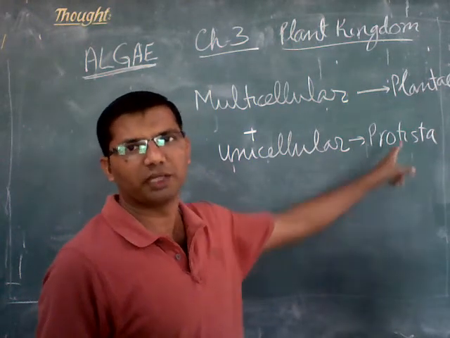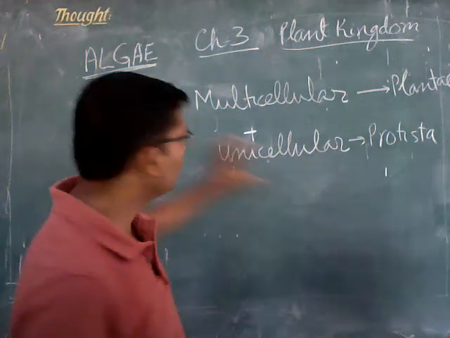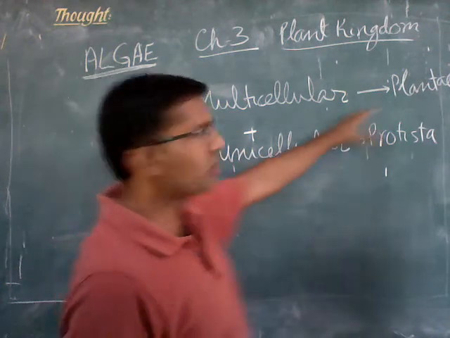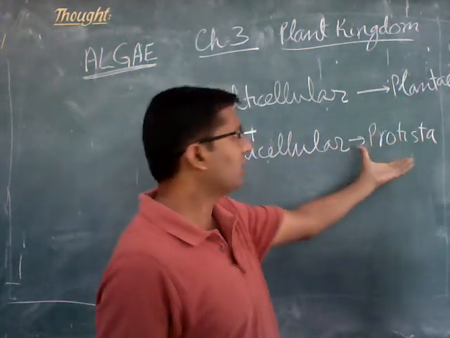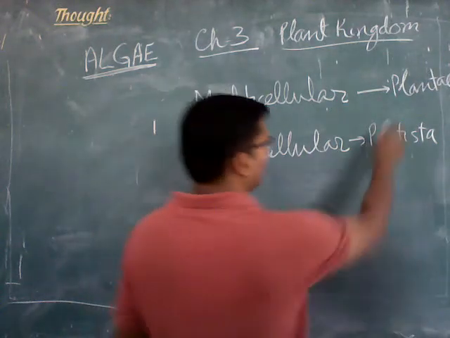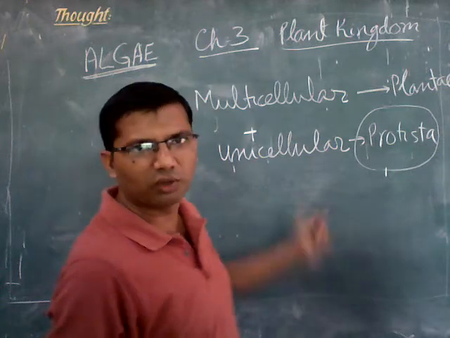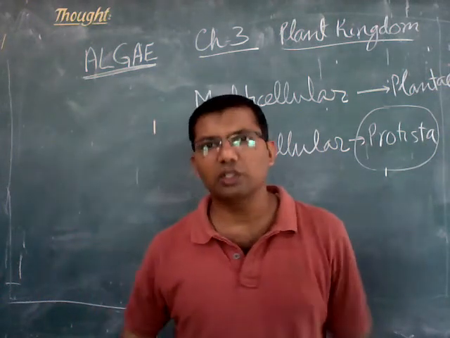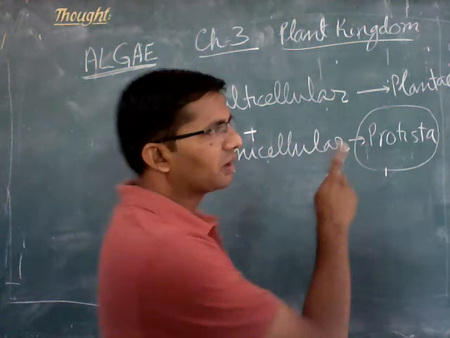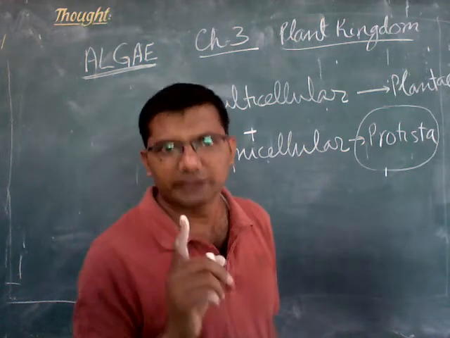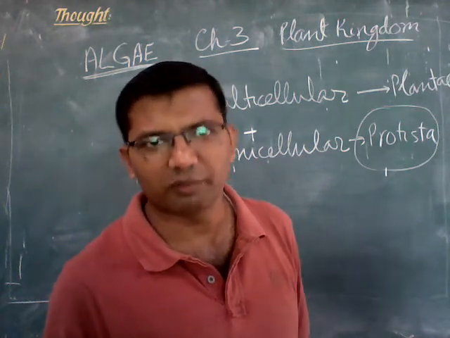However, both multicellular and unicellular algae, in the older classification system, were all placed originally in the kingdom plant. Later on, the unicellular algae were withdrawn from the kingdom plant and kept in the kingdom protista. So now these unicellular algae belong to the kingdom protista. They are not true members of the kingdom plant in the widely accepted scheme of classification.